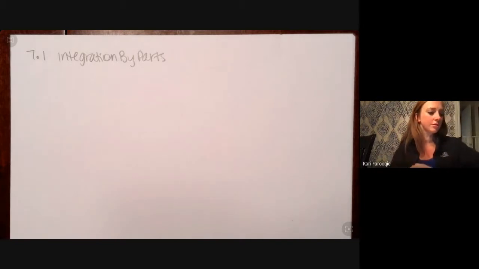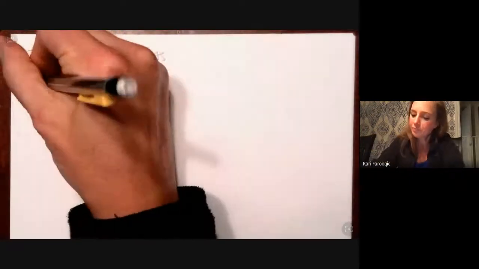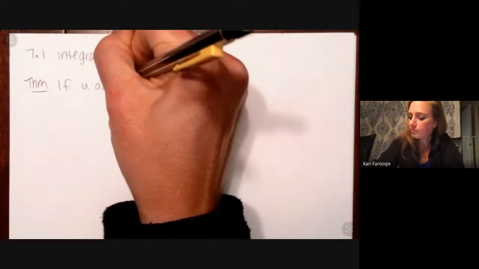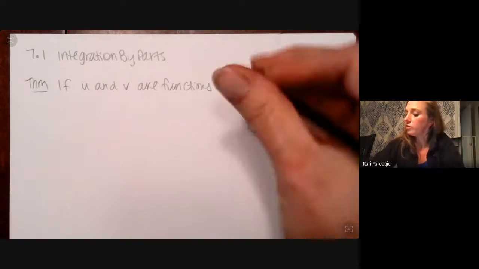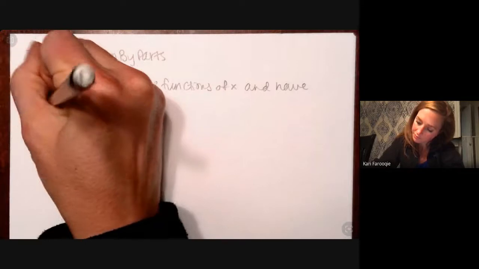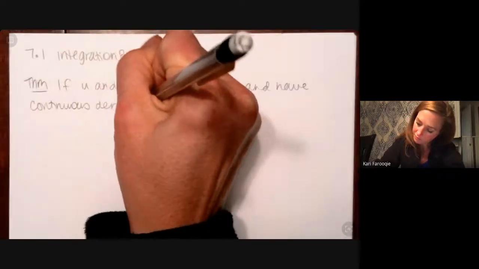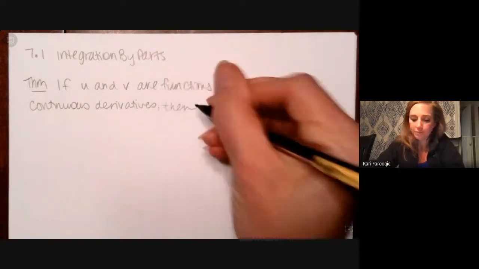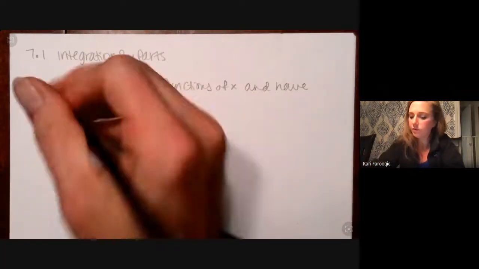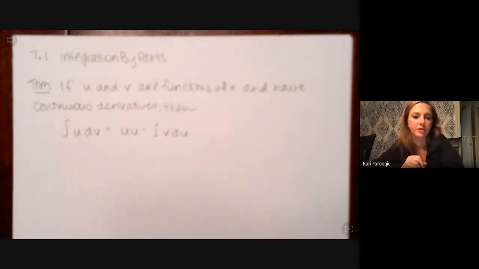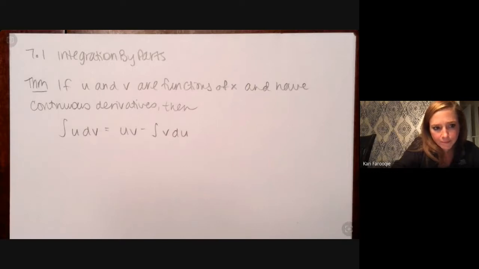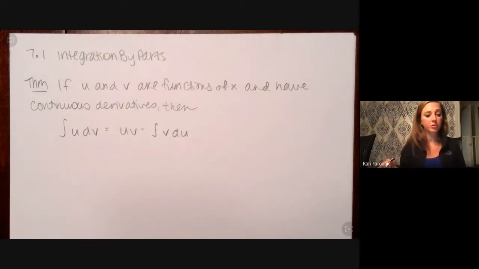All right, let me give you the theorem. If u and v are functions of x, and have continuous derivatives, then the integral of u dv is uv minus the integral of v du. Okay, that's the formula that we're going to be using throughout this section.